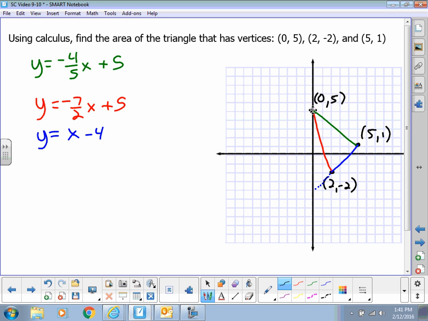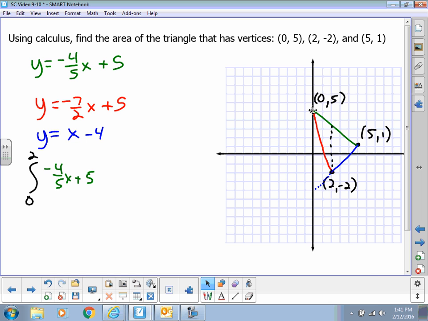So we're going to use the strategy we just talked about a second ago. We'll split it into two parts. Left of that dotted line, we have green minus red. Right of it, we'll have green minus blue. So we're going to have an integral from 0 to 2. We'll have our green function, which is minus 4/5 x plus 5, minus our red function, and we'll stick it in parentheses because it's got two parts, minus 7/2 x plus 5, and then dx.